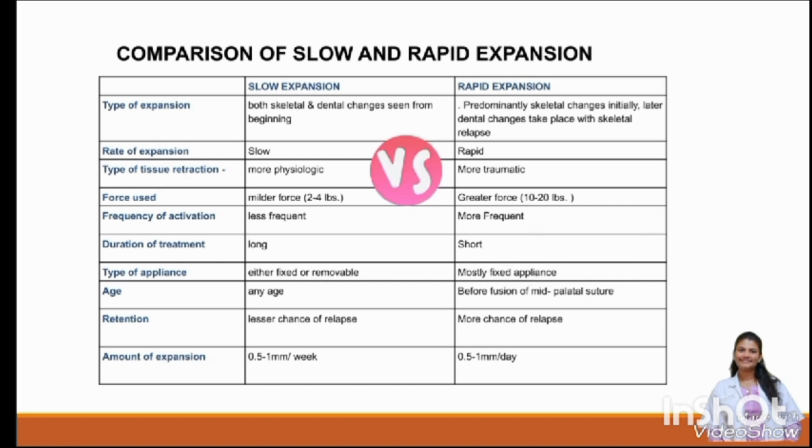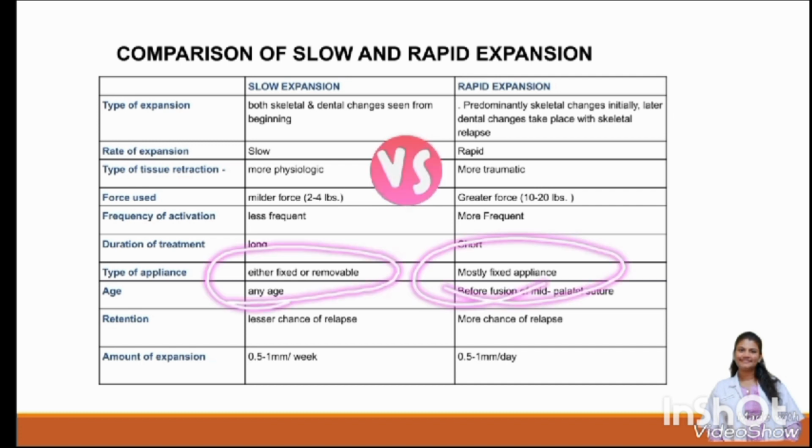Rate of expansion: slow expansion is of slow rate, rapid expansion is of rapid rate. Type of tissue reaction: in slow there is a more physiologic type of tissue reaction, whereas in rapid it is more traumatic. Force used in slow is milder force, about 2 to 4 lbs, whereas rapid expansion uses greater force, which is 10 to 20 lbs. Frequency of activation: slow expansion is less frequent, rapid expansion is more frequent. Duration of treatment: slow expansion takes a longer period of time, whereas rapid expansion takes a shorter period of time.